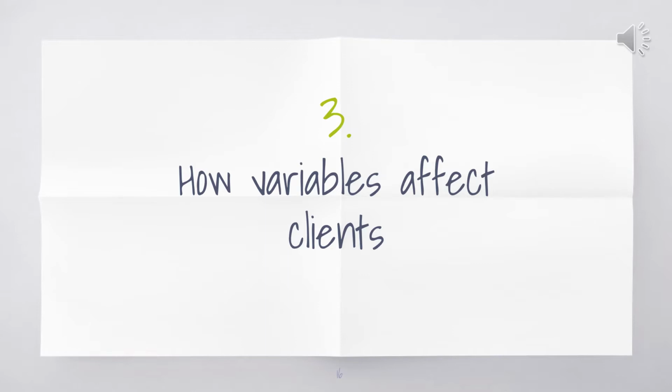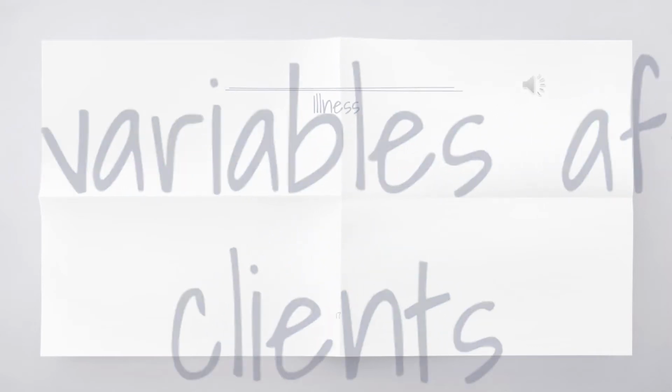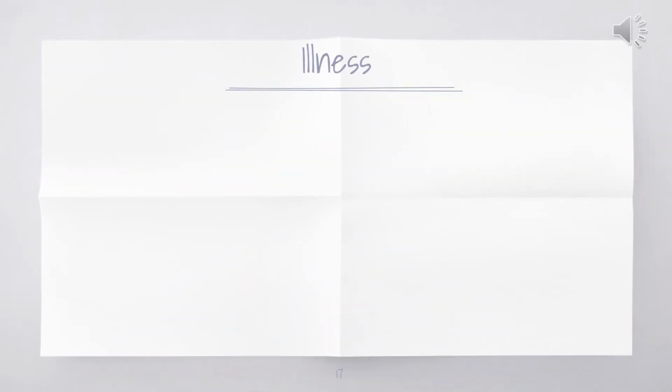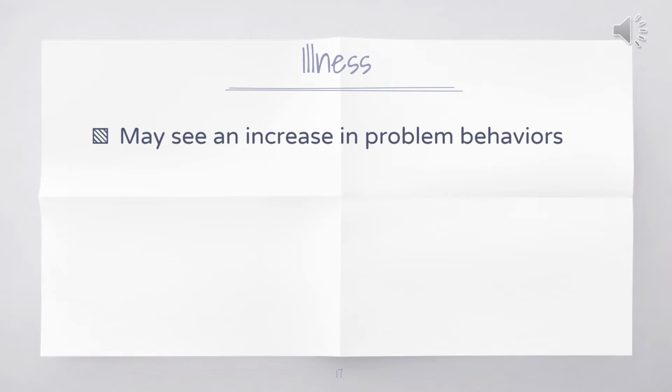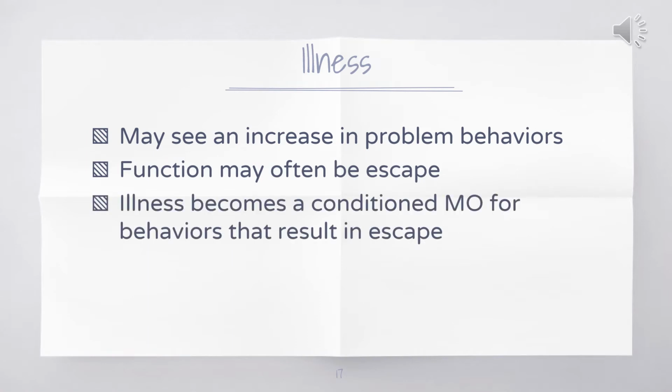The next section that we will be covering is how the variables that we just listed can affect clients. The first topic is illness. With illnesses, there are several things we may see change in our client's behavior. We may see an increase in problem behaviors. The function of these problem behaviors may often be escape. Illness becomes a conditioned motivating operation for behaviors that result in escape.